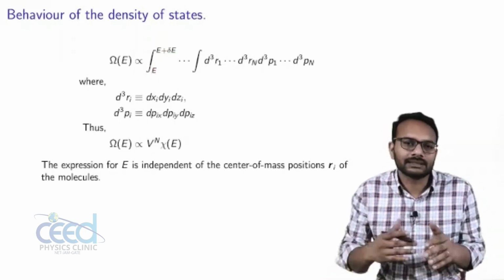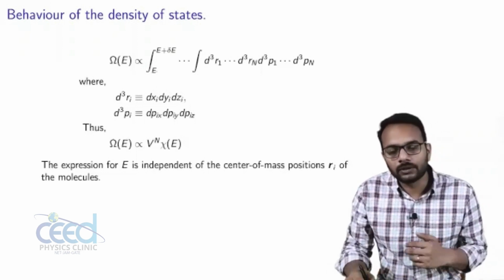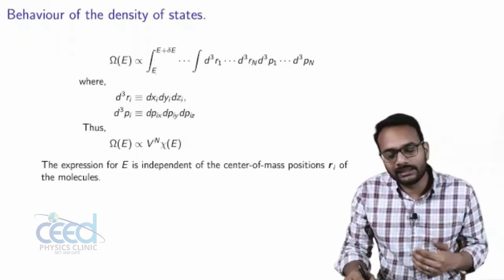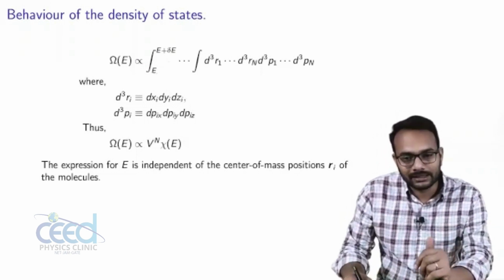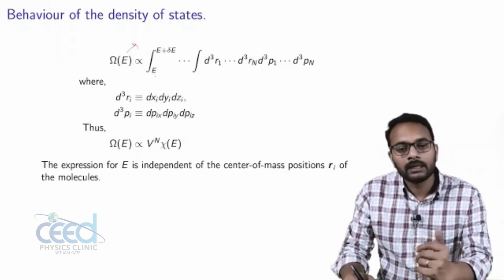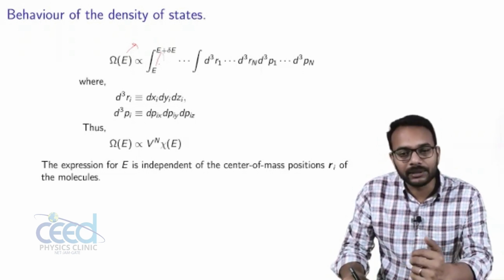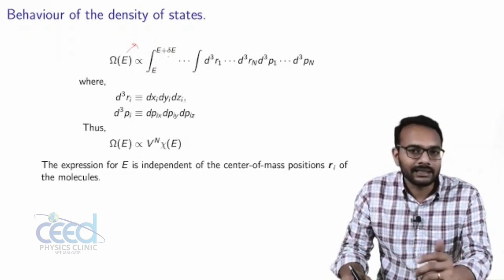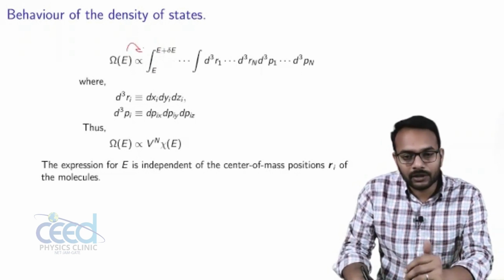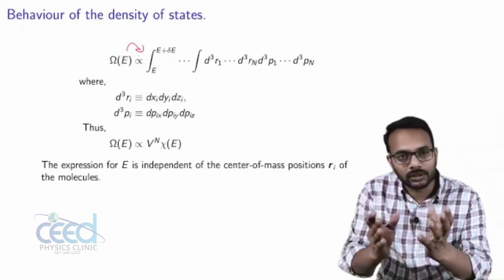We assume that there are some sorts of interactions with the outside world. So it's always practical to talk about an energy range between E and E plus delta E. We need to find the number of microstates in such a way that the microstate lies between energies E and E plus delta E. And clearly the number of microstates has to be proportional to the volume of the corresponding phase space region.